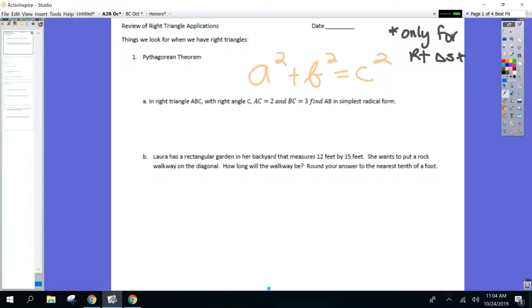So I just want to go through different ways we're going to use the Pythagorean theorem. First one is just your basic one. So go ahead, set up right triangle ABC. As you read part A, where is your right angle? At C. It does not matter where you put A or B. And then AC is 2, BC is 3. Find AB in simplest radical form.